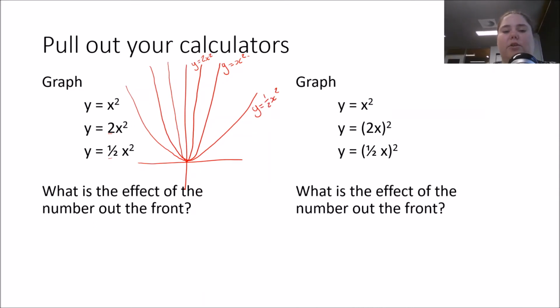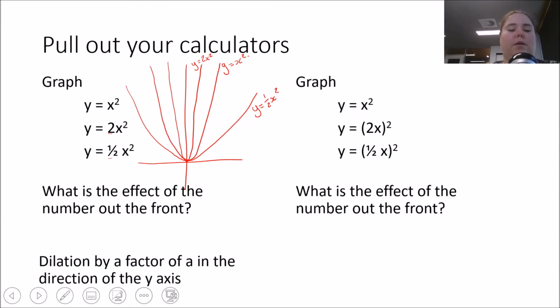So what's happening is we're changing how quick the gradient changes on my quadratic. And this is called the dilation. So we're dilating our graph. We're making it skinnier or fatter. And when you multiply the whole function by a number like we have here, the way we talk about it is the dilation by a factor of a, which means the number, in the direction of the y-axis, because we're stretching it up towards the y-axis.